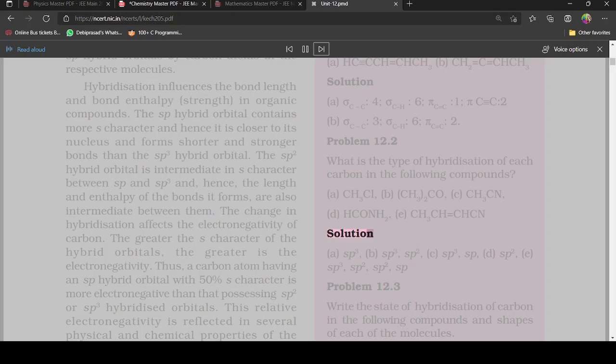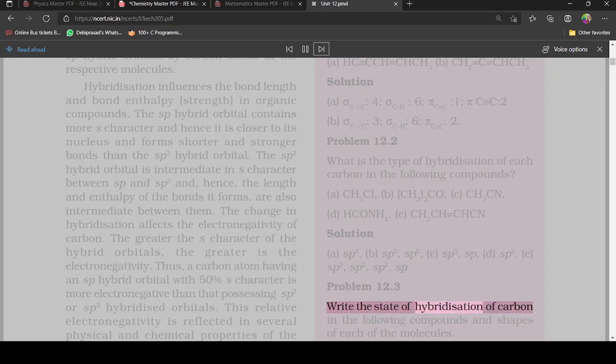Solution. A. sp3. B. sp3, sp2. C. sp3, sp. D. sp2. E. sp3, sp2, sp2, sp.